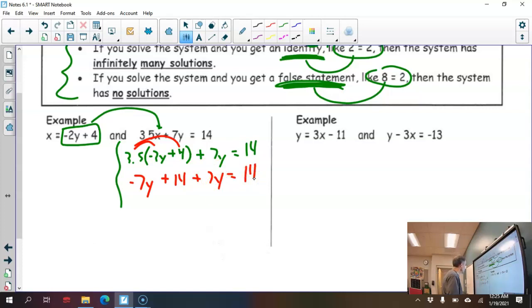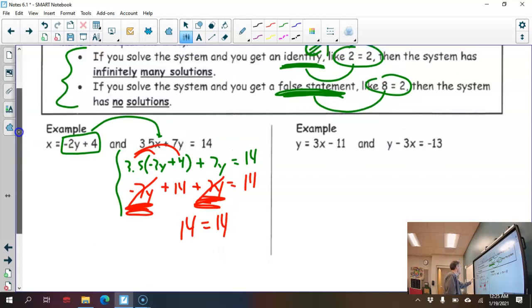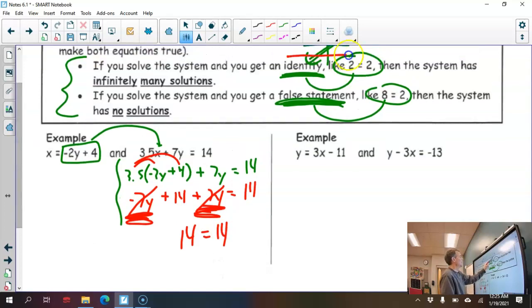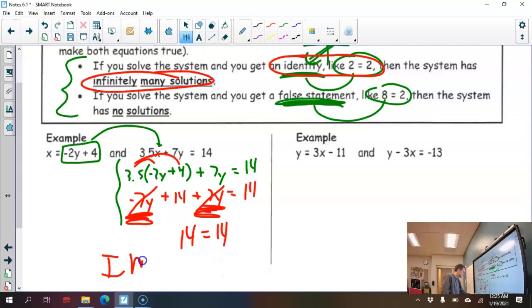And uh-oh, look what happens. When I go to combine my like terms, I have a positive 7y and a negative 7y. Those guys cancel each other out. And I'm left with 14 equals 14. This is an example of the identity. It means there are infinitely many solutions.